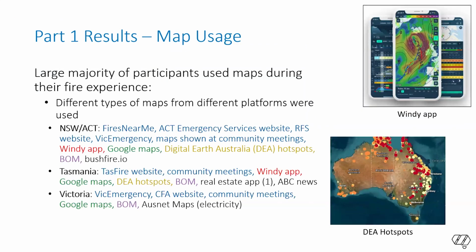Digging into the results now, and this is focused primarily on part 1 right now, a large majority of participants used maps during their fire experience. They used maps from a variety of different platforms, and this is focused on fire-related maps. Across all 3 locations, a lot of participants told us about their use of maps from fire and emergency services websites and apps. They also mentioned Digital Earth Australia, or DEA Hotspots map, as a popular one, Google Maps, the Bureau of Meteorology, and then 2 of our 3 locations mentioned the Windy app.